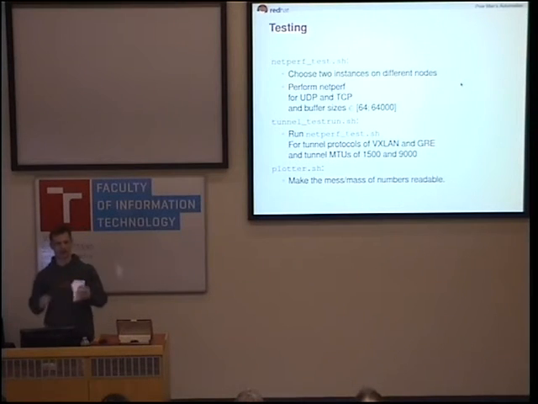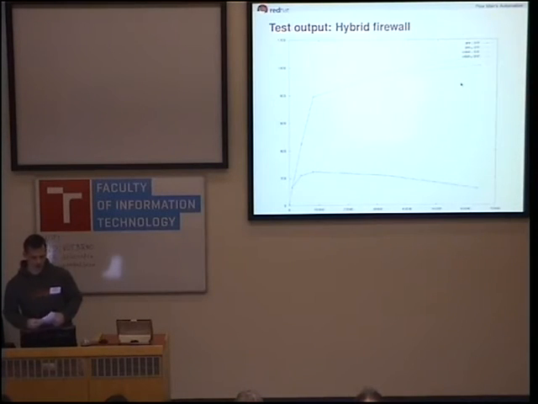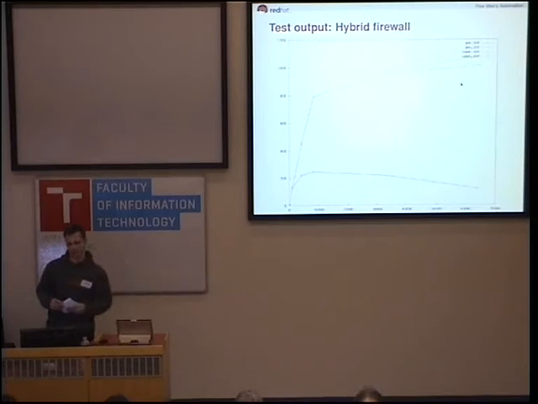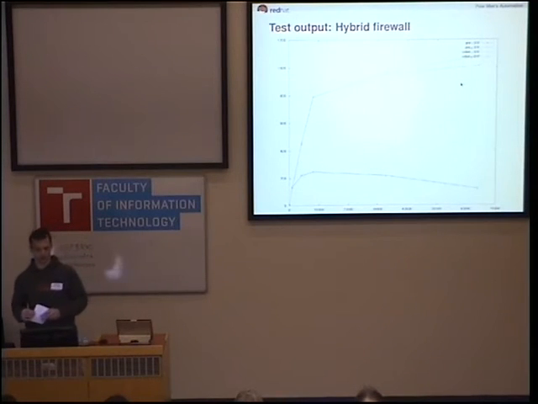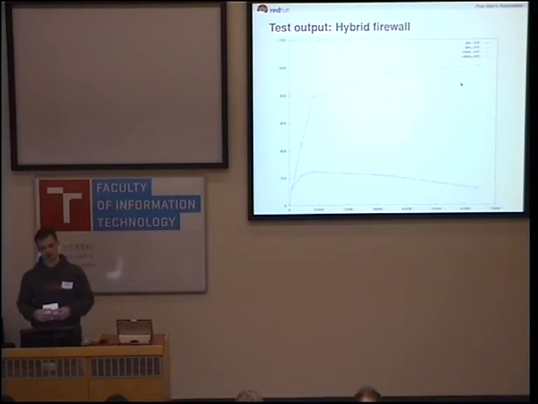And since this all generates really many numbers, I have plotter.sh, which just creates graphs out of it. So here's one example, which is throughput using hybrid firewall for GRE and VXLAN tunnels with normal frames and jumbo frames. In this case, I'm not sure if you can read it, the higher numbers are those of jumbo frames, which clearly win in this situation.